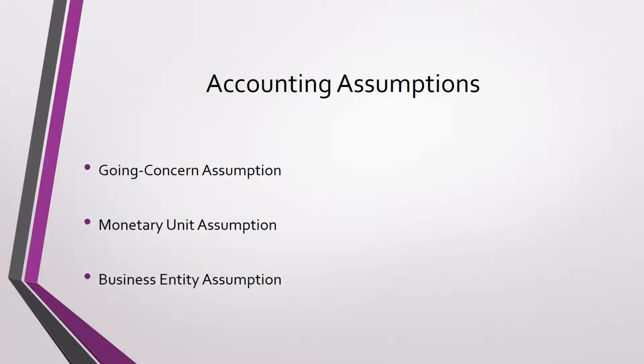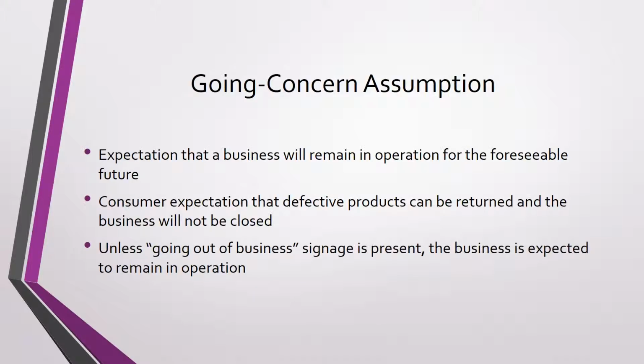We'll now move on to the accounting assumptions. The 3 accounting assumptions are the going concern assumption, the monetary unit assumption, and the business entity assumption. The going concern assumption is the expectation that consumers have that a business will remain in operation for the foreseeable future.